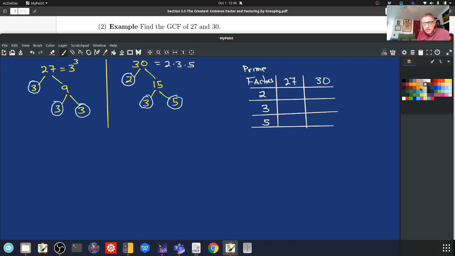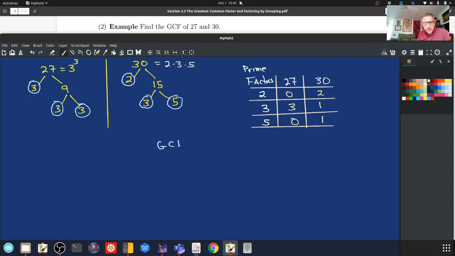Now going down with 27, how many 2's are there? 0. How many 3's are there? There's 3. How many 5's are there? There's 0. Almost done. Over here with my 30, how many 2's are there? There's 1. How many 3's are there? There's 1. How many 5's are there? There's 1.